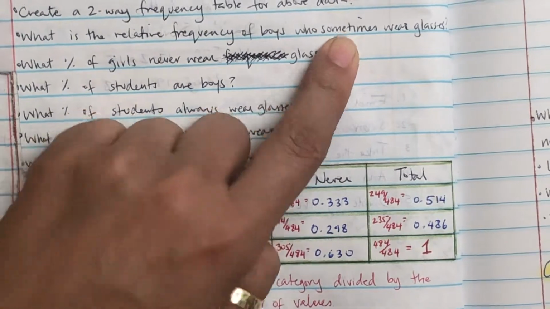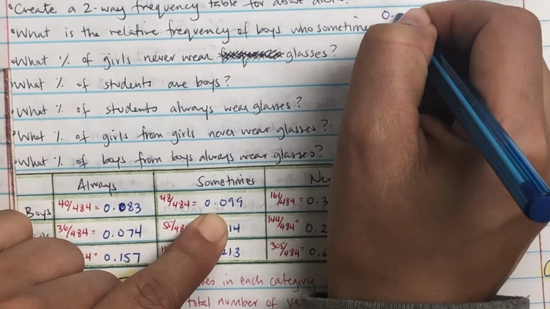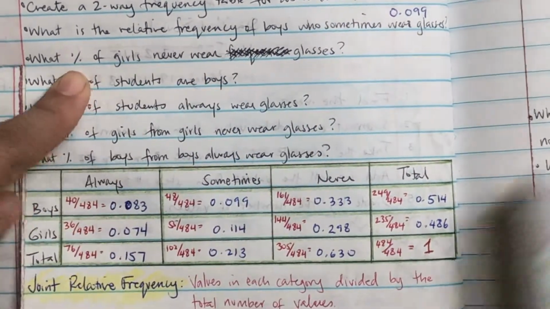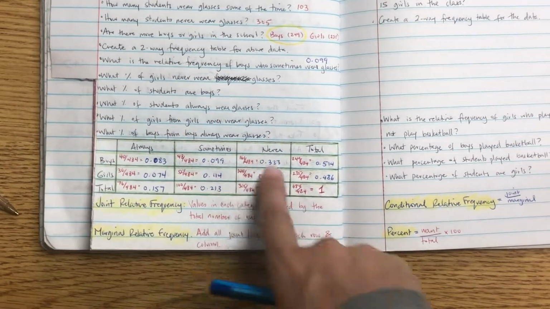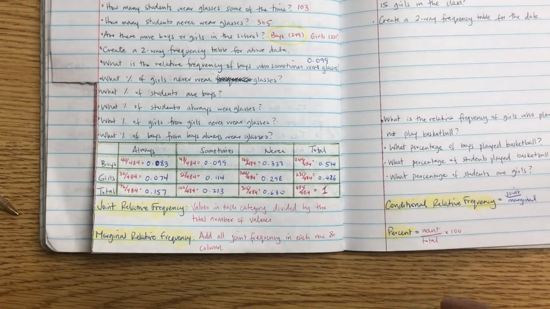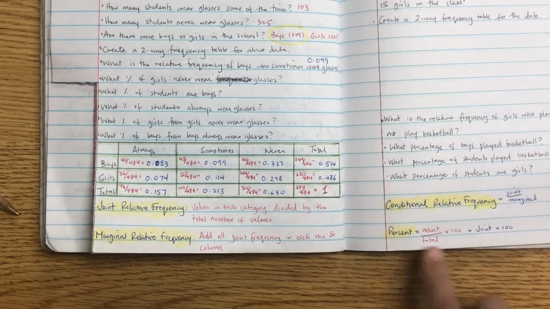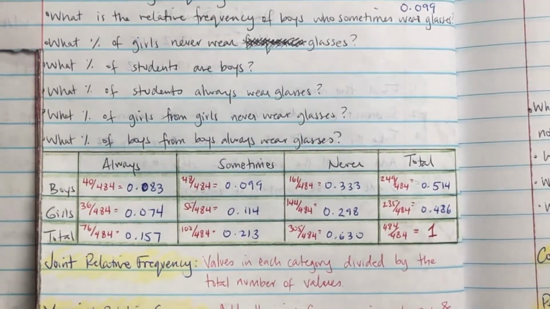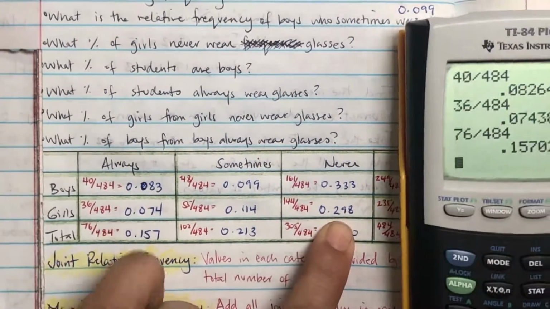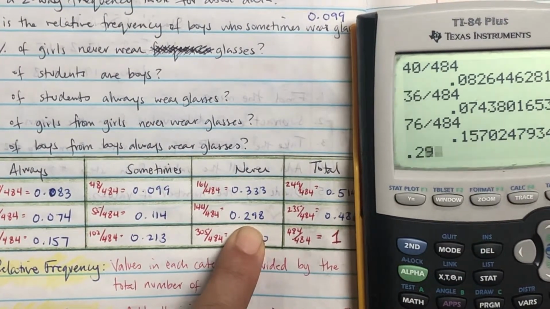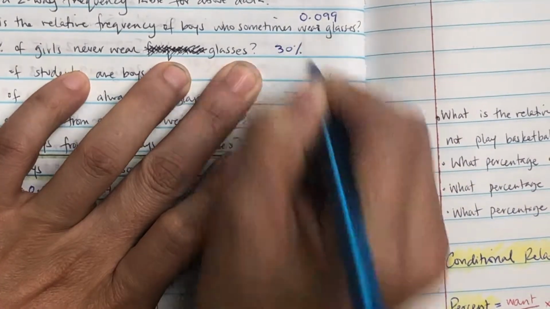Okay, what is the relative frequency of boys who sometimes wear glasses? So you go boys, sometimes, and that's the relative frequency. What percentage of girls never wear glasses? Percent is always what you want over the total times 100. What I want over the total is already in that table. I just need to multiply by 100. That's like saying the joint frequency times 100. So all I have to do is go to where the girls never wear glasses. I go girls, never. That box is 0.298, and I'm just multiplying that by 100 to make it a percent. So 29.8%, which rounded off will be 30%.